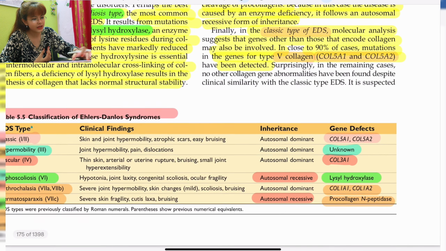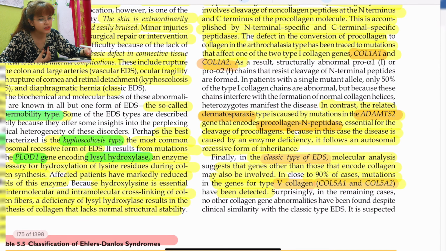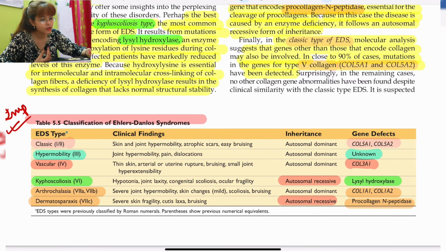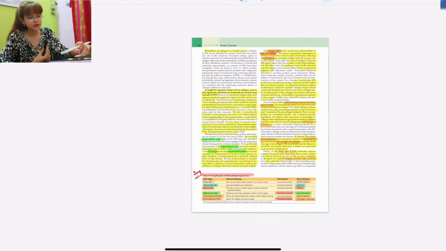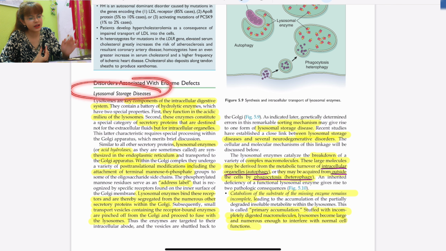So don't make a mistake here: in the classic type, it is type 5 collagen that is involved, and in the vascular type, it is type 3 collagen. In the arthrochalasia type, it is type 1 which is involved, and in the dermatosparaxis type, it is the ADAMTS2 gene which is involved. So from the gene you can understand which collagen type is involved. Here 5 is involved, 3 is involved, and here 1 is involved. So this is it.